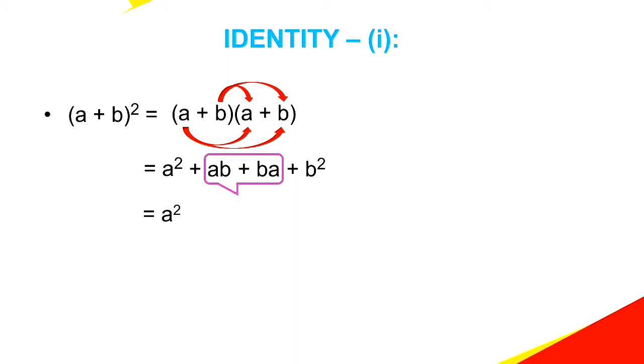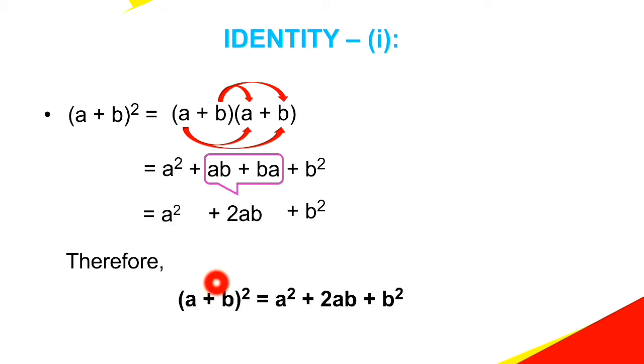So what we can get? AB plus AB can be written as, right, plus 2AB plus B square. Right? Therefore, A plus B whole square is equals to A square plus 2AB plus B square. This is your first identity.